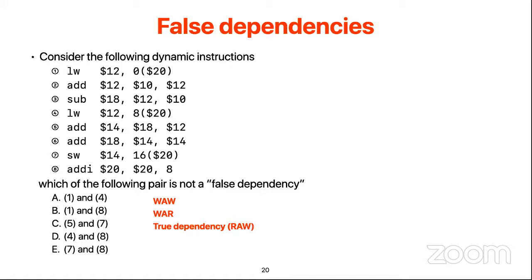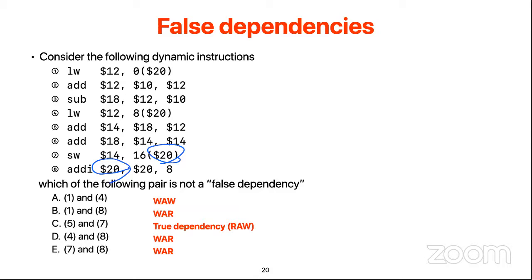4 and 8, I think, is also a write after read. Right, because 8 is overwriting 4's input. So that's a write after read. How about 7 and 8? 7 and 8 should also be write after read, I think. Right, because the 20 here is actually the source of the store.